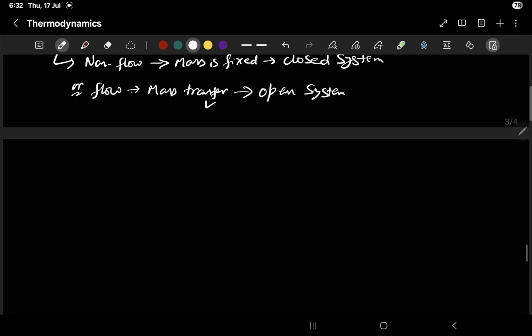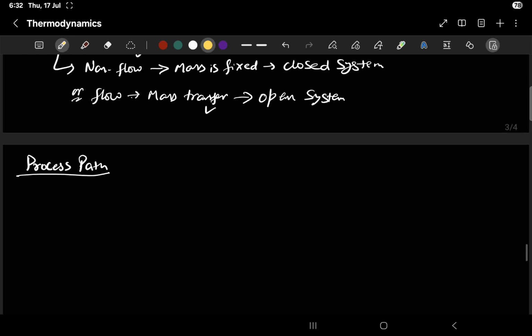Next we will talk about process path. So what is process path? When a system changes states, when the state of the system changes from one point to another point, there are an infinite number of intermediate points between them. The infinite states through which the system passes while changing from state 1 to state 2 is called the process path.